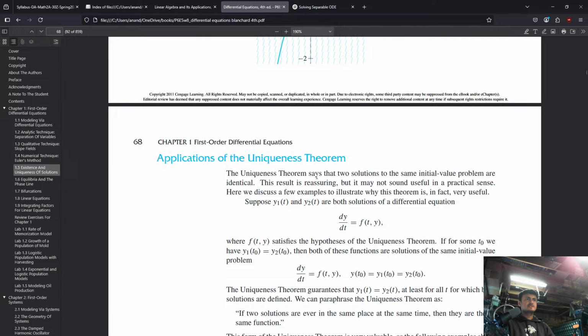The uniqueness theorem says that two solutions to the same initial value problem are identical. The result is reassuring, but it might not sound useful in any practical sense. Here we discuss a few examples to illustrate why this theorem is in fact very useful.